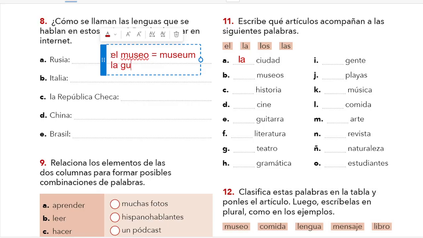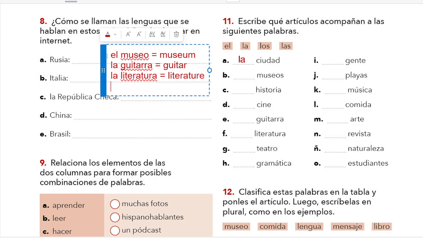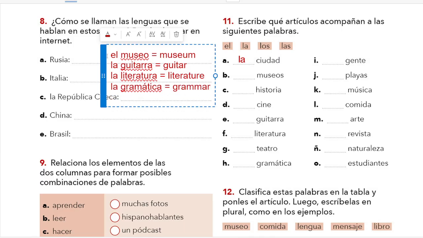Historia we already did. Cine, okay. La guitarra, guitar. La literatura, literature. Teatro is theater. La gramática is grammar. La gente, las playas, la música.